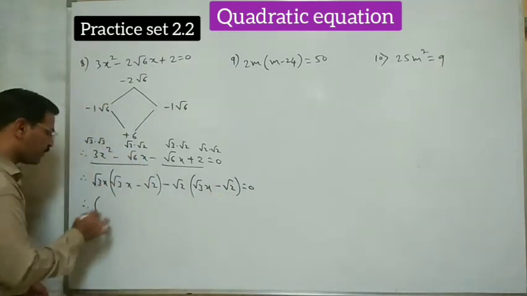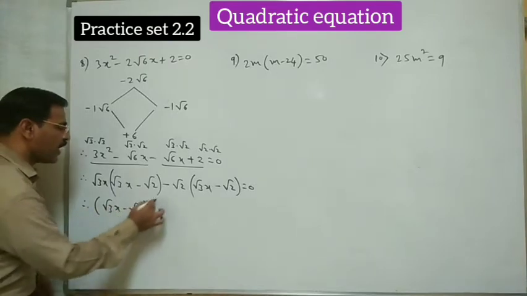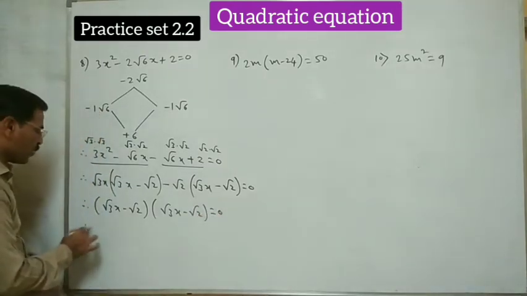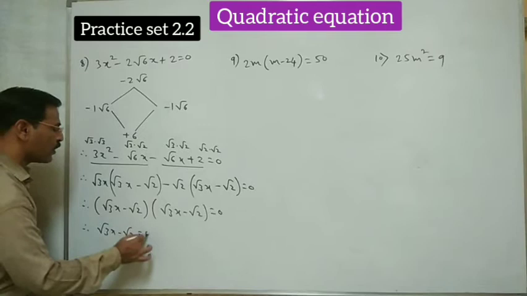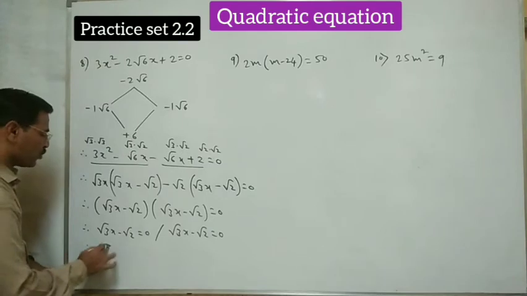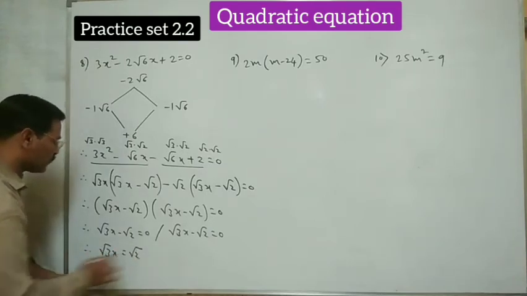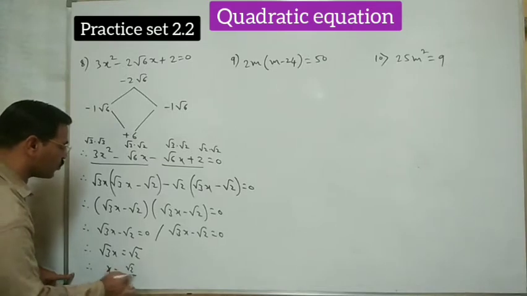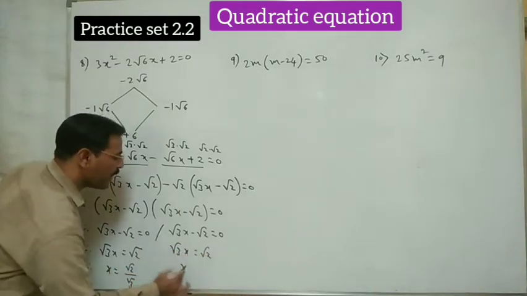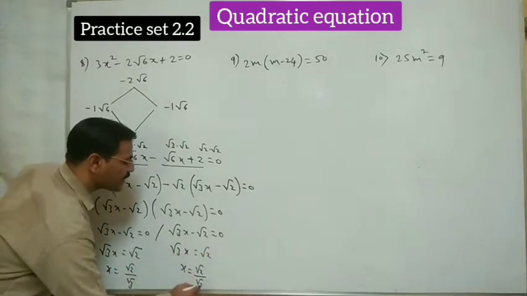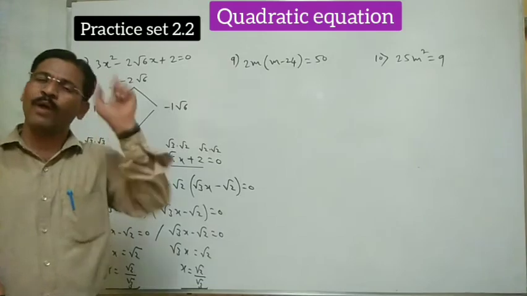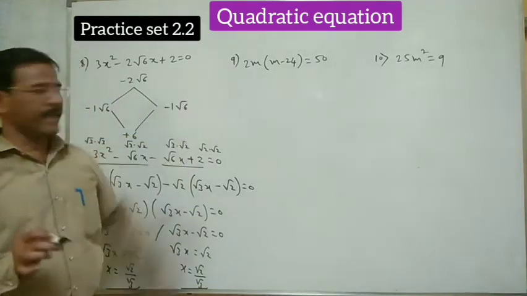Now again see that the bracket is common. Take that bracket common: (√3x − √2)(√3x − √2) = 0. So now √3x − √2 = 0, or the second bracket may be 0. So √3x = √2, therefore x = √2/√3. This side again we will get the same. Means this equation has only one root. Why? Both roots are the same. Just write one root only. Understand? Look here in the next one.